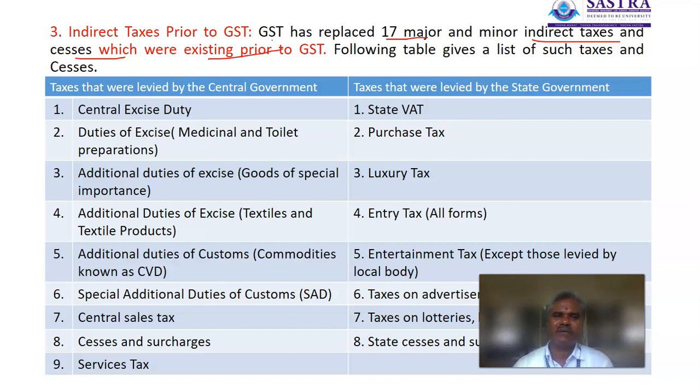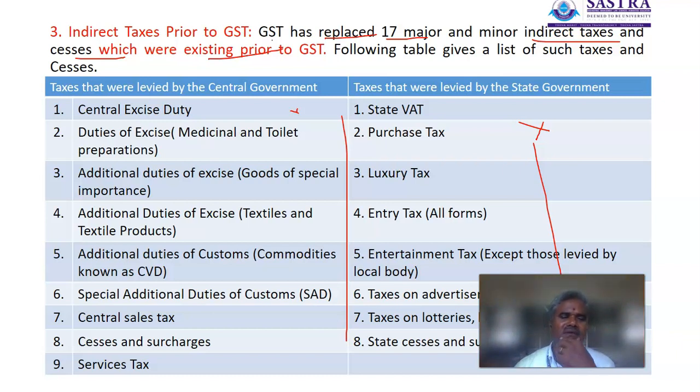But now they have been replaced. After GST, we have only one tax. Everything is cancelled. What were the taxes levied by the central government? What were the taxes levied by the state government? Previously, and even today, we are paying dual taxation, but now it is GST, whereas previously we paid in different components, under different names.